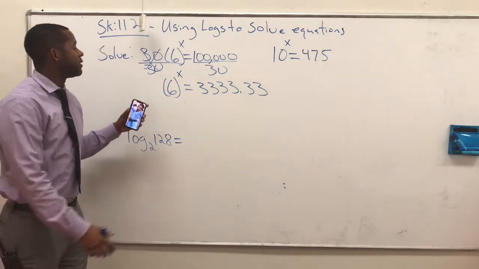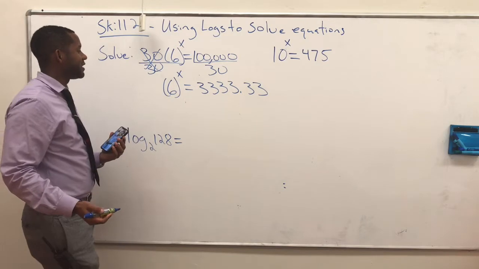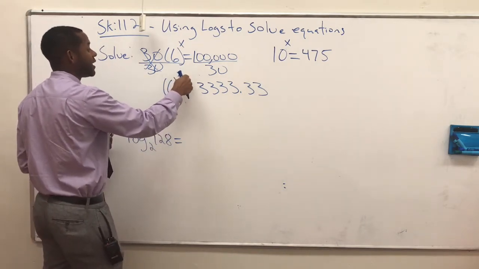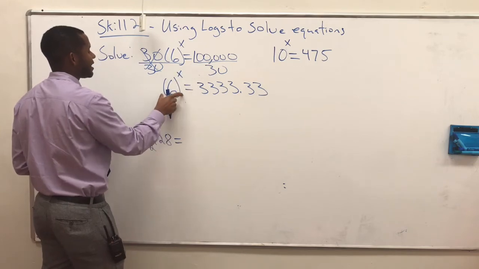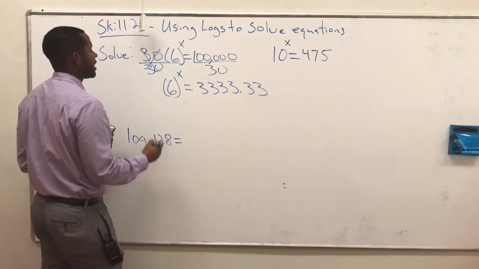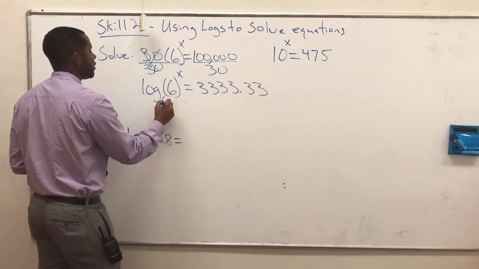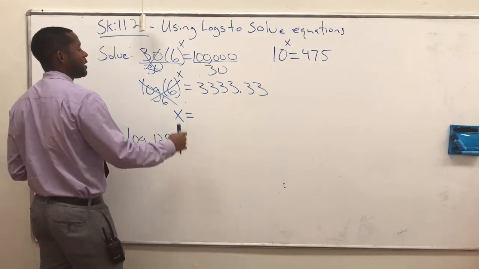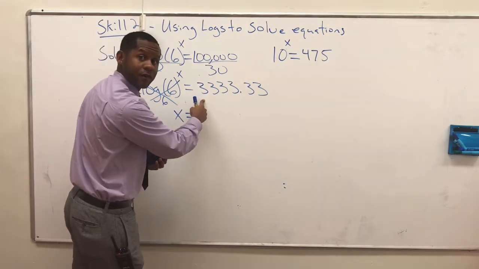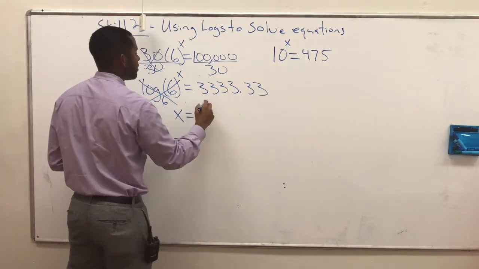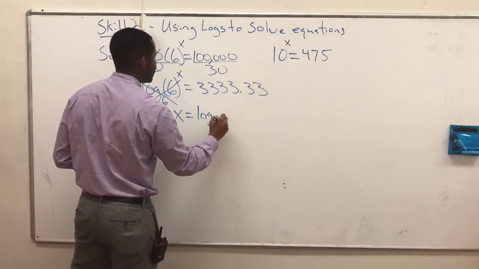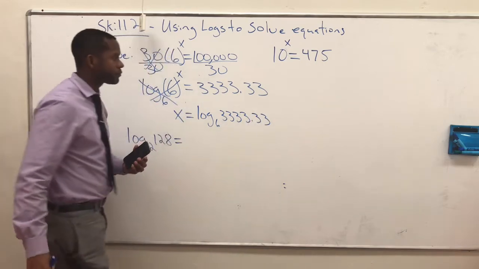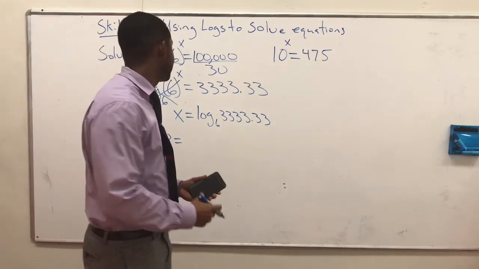Right? So now that I've got my base isolated, what a log does is it allows me to find an exponent. So if I have a base 6 and I'm looking for the exponent, I take the log base 6 of 6, because those cancel and they just leave me with x. But I must do the same thing on this other side. So I'm going to take also the log base 6 of 3333.33.